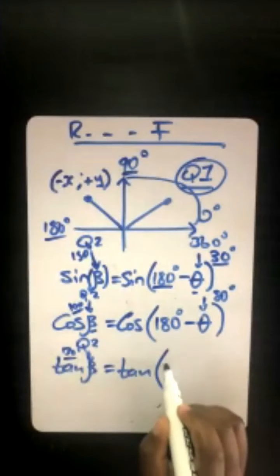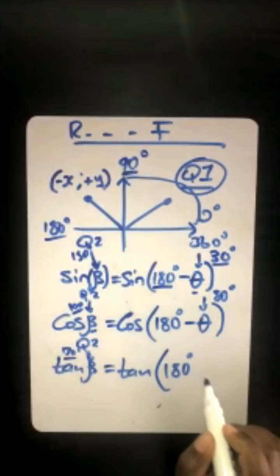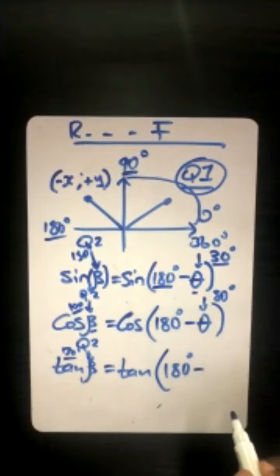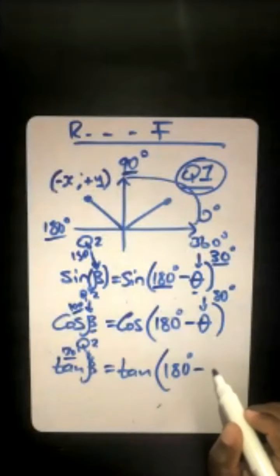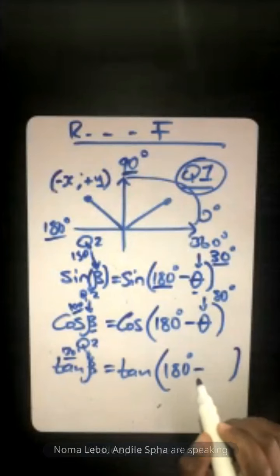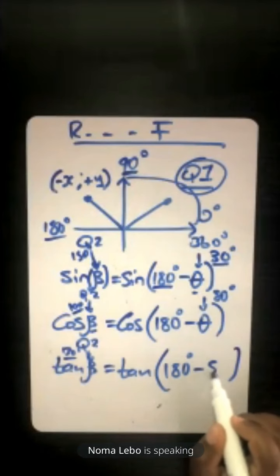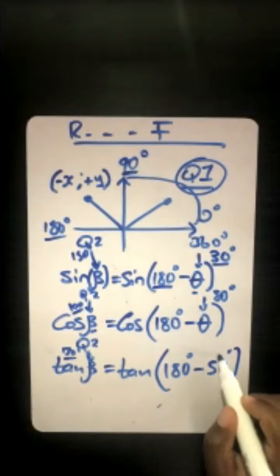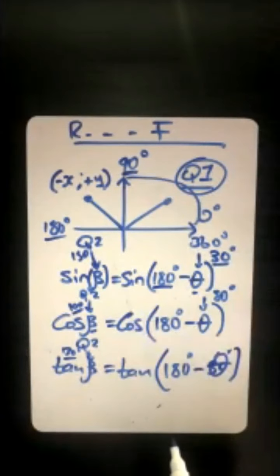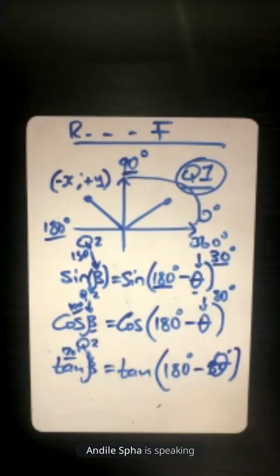This is 130. We're going to have 180 degrees minus, what is it going to be? 50 degrees. Yes, 100%. It's going to be 50 degrees. So I'm not sure if so far we are all on the same page before I continue, guys?